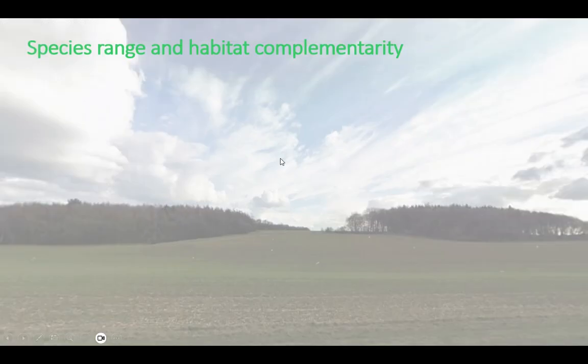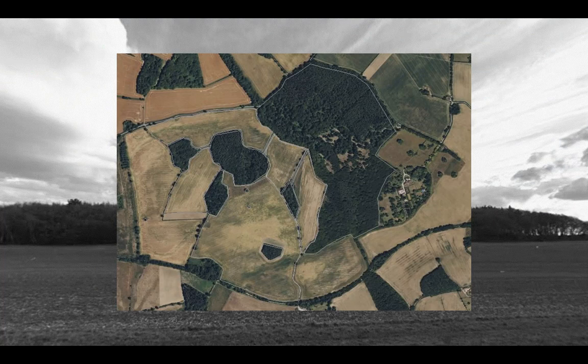Now, thinking about the first of those functions and elements, species range and habitat complementarity. Now, this first element is relatively simple. What we want to know is whether all the habitats that a species needs are within a particular range of that species. So we can take this little block of woodland here that I highlighted green, and then look to see, well, what is within a certain range, here with the yellow dotted line.